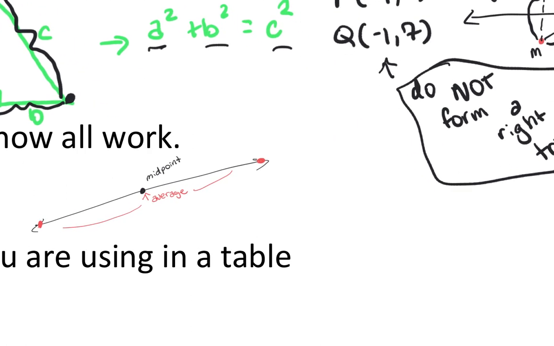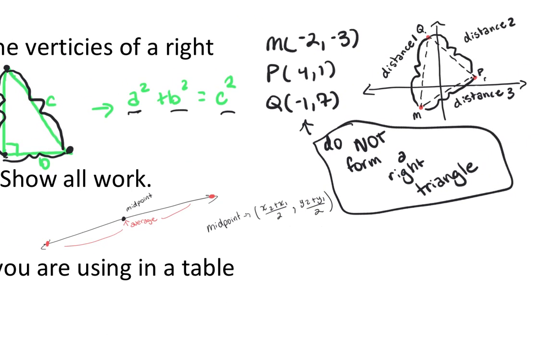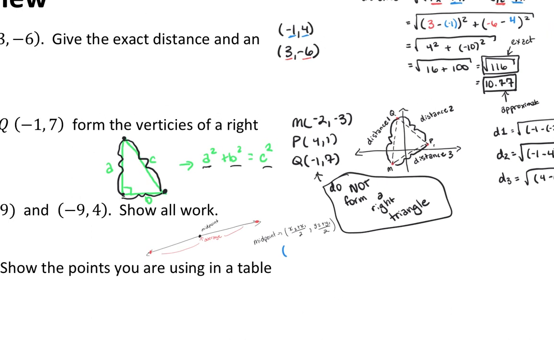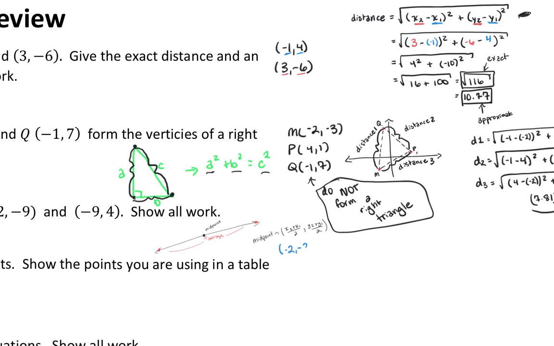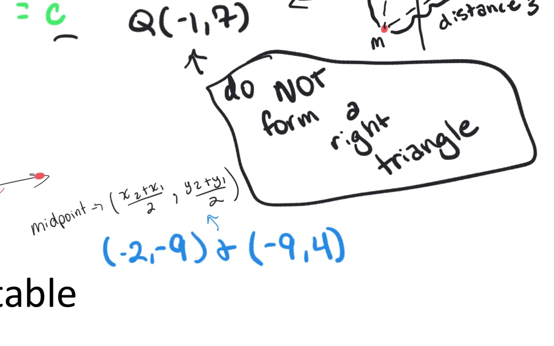So when you're looking at the midpoint formula, it is saying that you will take the average of your x values, and that'll give you your x midpoint, and then you're taking the average of your y values, so something like that. So given we do have 2 points, (-2, -9) and (-9, 4), we'll just plug into this midpoint formula and find what our midpoint is.